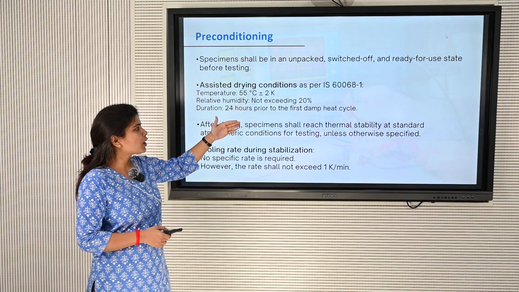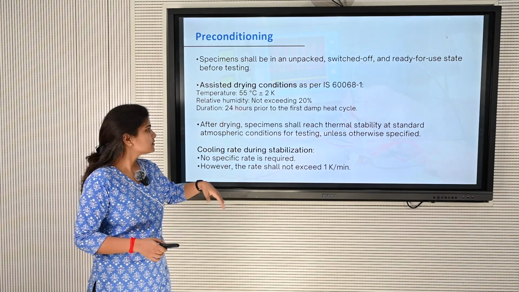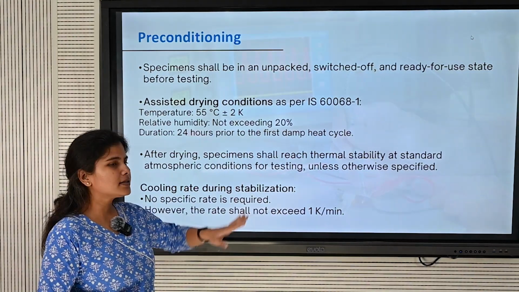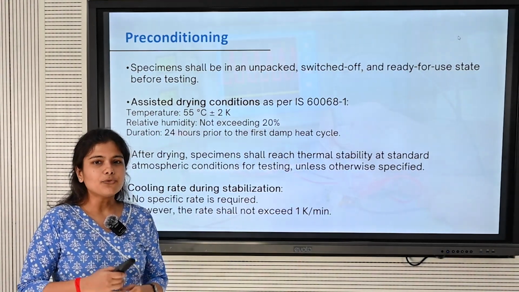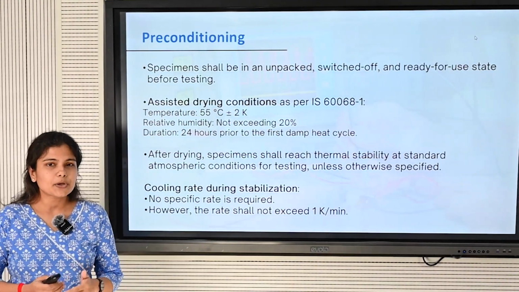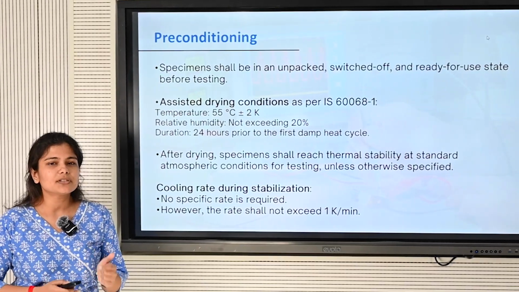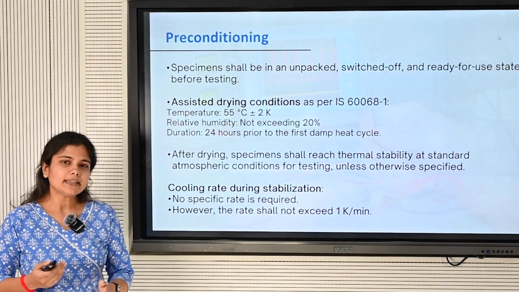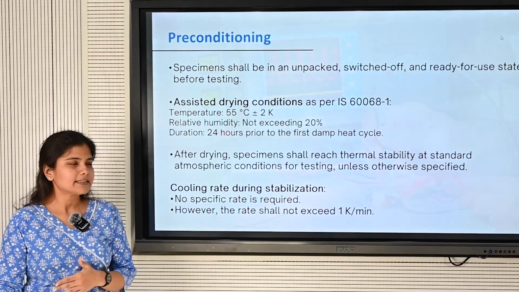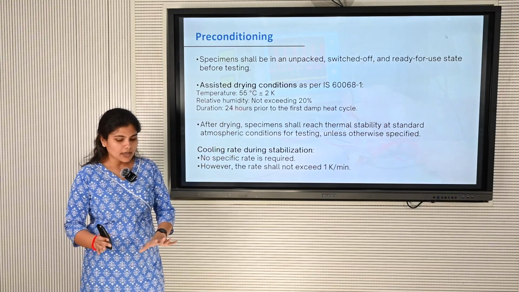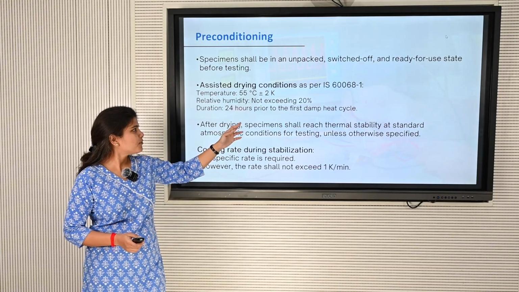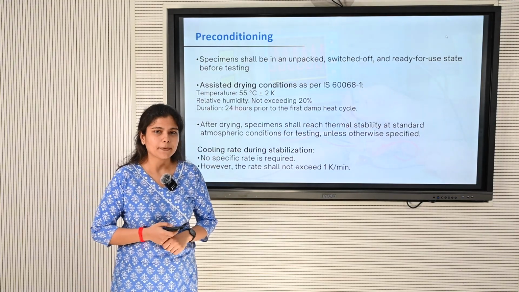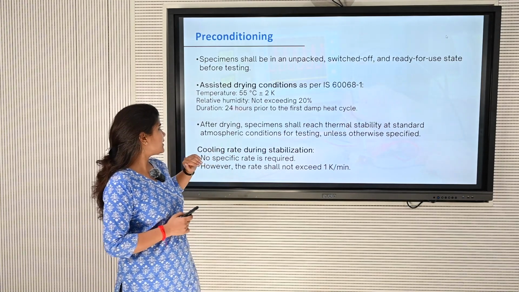Relative humidity should not be exceeding 20%. Duration should be 24 hours prior to the first damp heat cycle. For this test, it is required to have 10 such cycles. That is the prerequisite of the standard. So for having 10 different cyclic tests, the instrument should be ready 24 hours prior to the first cycle that is going to happen, right? So these are the criteria.